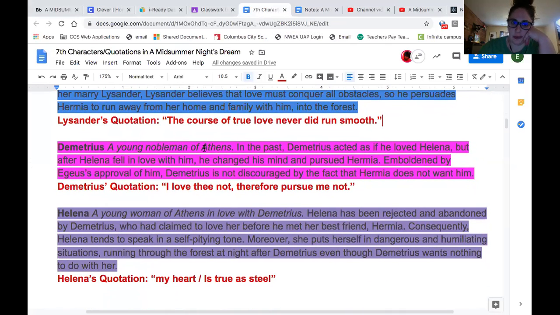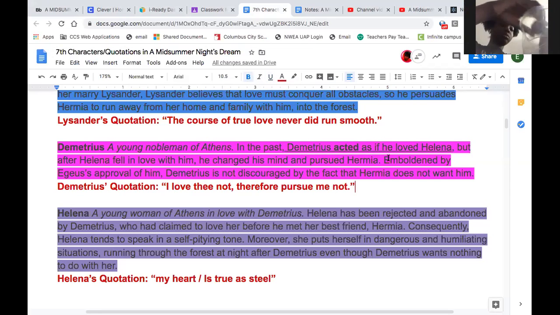Demetrius is a young nobleman of Athens. In the past, Demetrius acted as if he loved Helena. This is a big deal, especially this "acted as if." But after Helena fell in love with him, he changed his mind and pursued Hermia. Emboldened by Aegeus's approval of him, Demetrius is not discouraged by the fact that Hermia does not want him. Period.